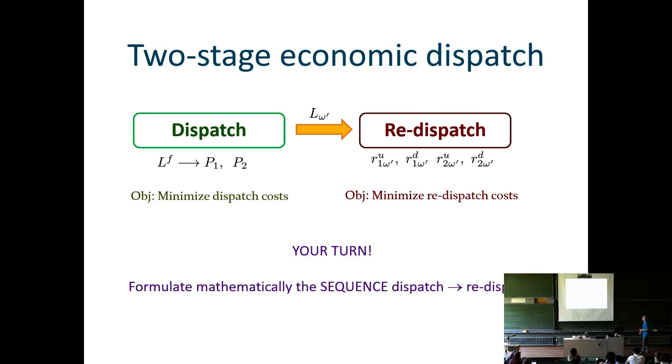Okay, so now your turn. This is a simple but very instructive example. So how would you formulate mathematically the sequence? And this is very important. I have described this problem as a sequence of dispatch, redispatch. How would you formulate it? To make things easier and quicker, how would you reformulate that problem? The first one. How would you formulate it mathematically?